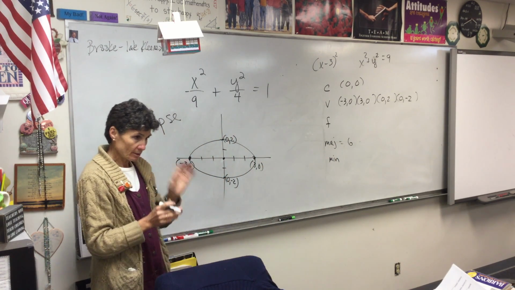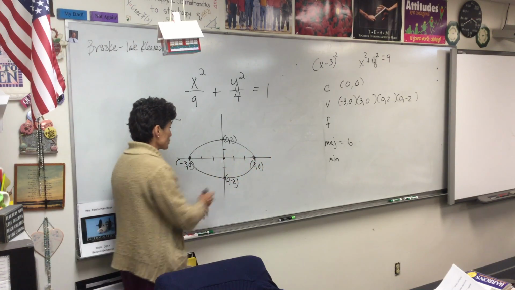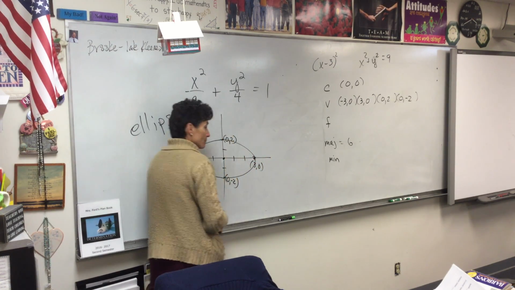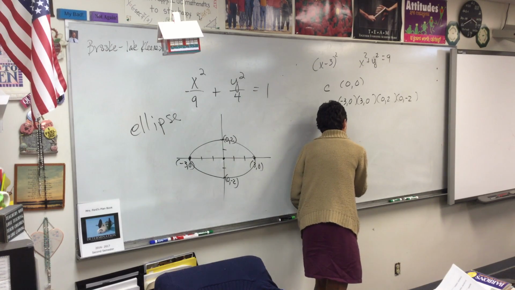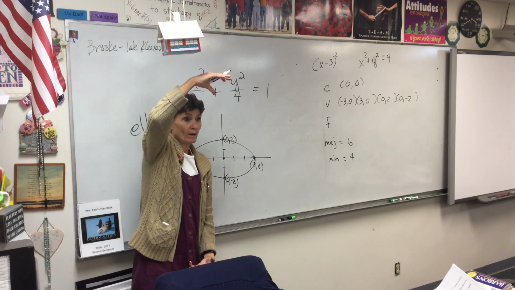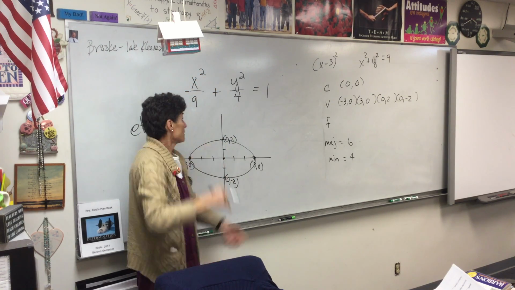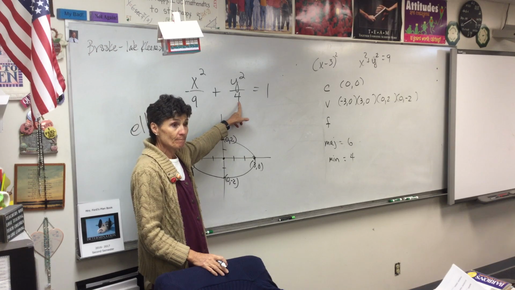Why is it 6 long? Because you went 3 this way and 3 this way. Now how long is your minor axis? 4. Now do you think it's possible for the major axis to be the long one this way? Do you think it's possible for it to be stretched this way? Yeah. If the bigger number were under here, right?